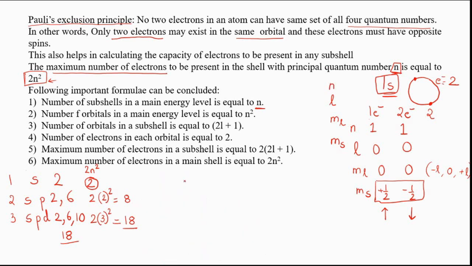In a main energy level, let's say n is equal to 1. How many subshells do I have? I just have s. So the number of subshells is 1. Now if n is equal to 2, what are the subshells? s and p. So the number of subshells is also equal to 2.